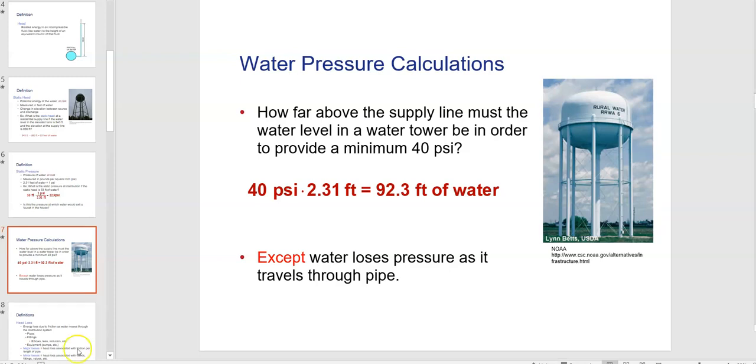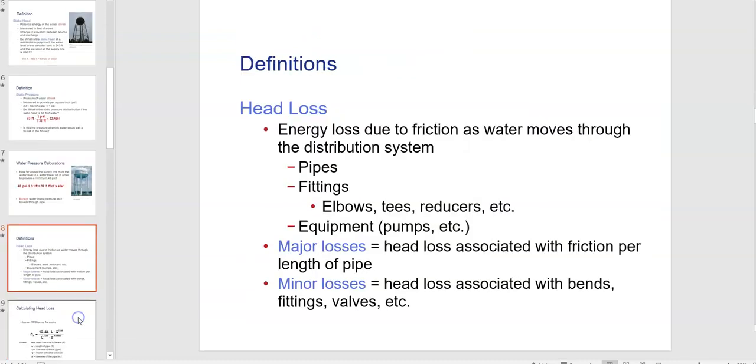But you'll notice that it says water loses pressure as it travels through that pipe due to friction, and that's known as head loss. When something's traveling through a pipe, it has to go up against different types of pipes. It has to move through this system, and it's going to lose pressure as it goes through that system. Major losses are basically friction for the length of the pipe, and the minor losses are all the little bends and fittings and valves everything has to go through.